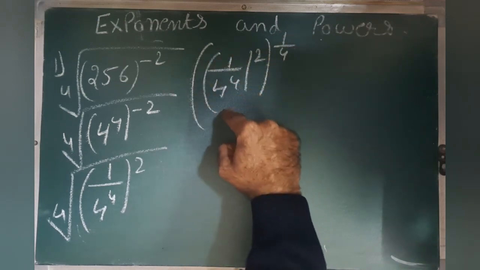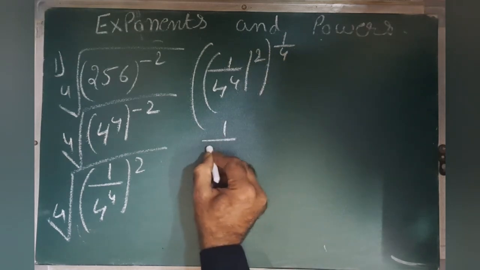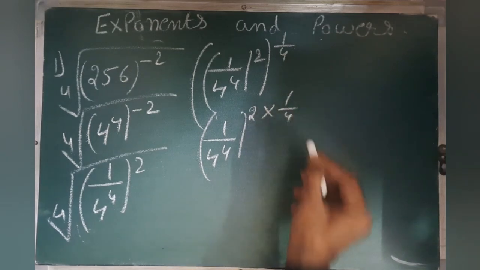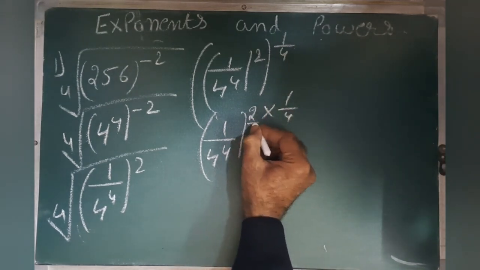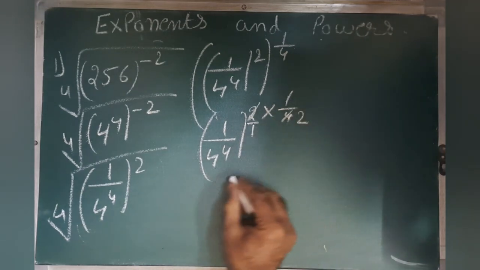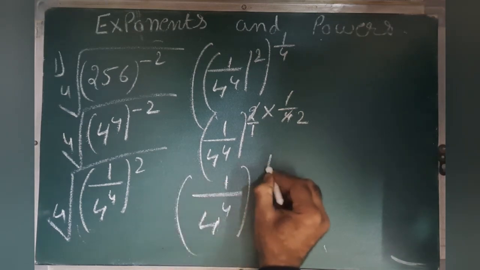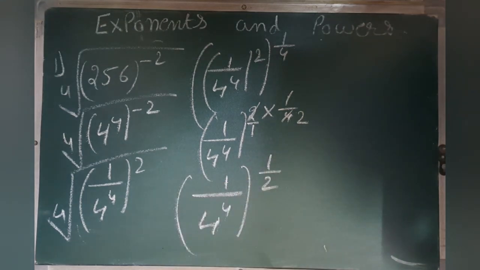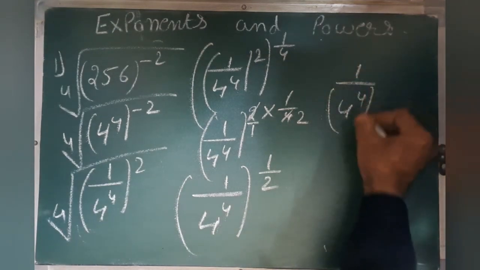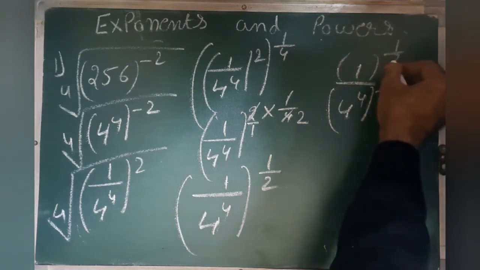Now this is a power m, whole power is n, so m multiply n we do. So 2 multiply 1 by 4. We convert into fraction form: 2 1s are 2, 2 2s are 4. Now 1 by 2. So 1 upon 4 power 1 by 2. Now next again, this is 1 by 2, this is also 1 by 2.